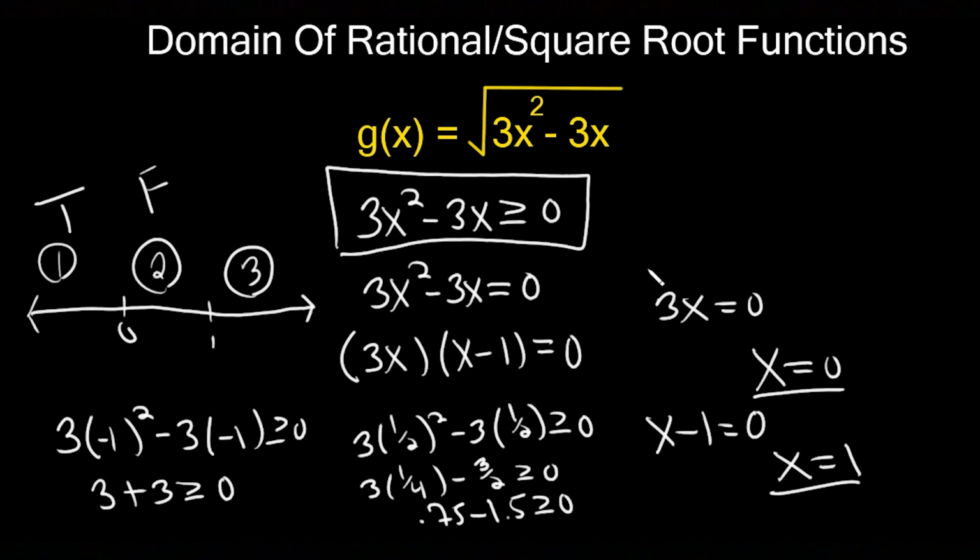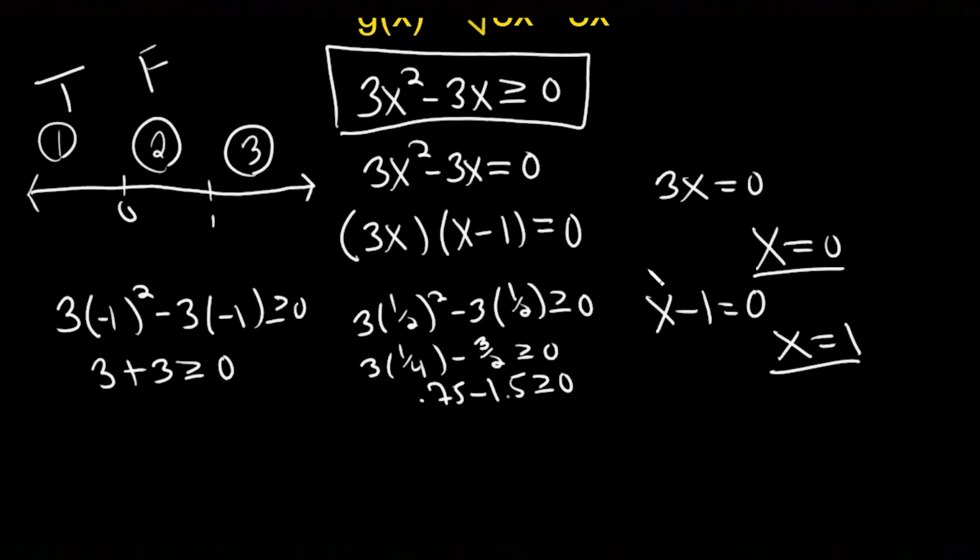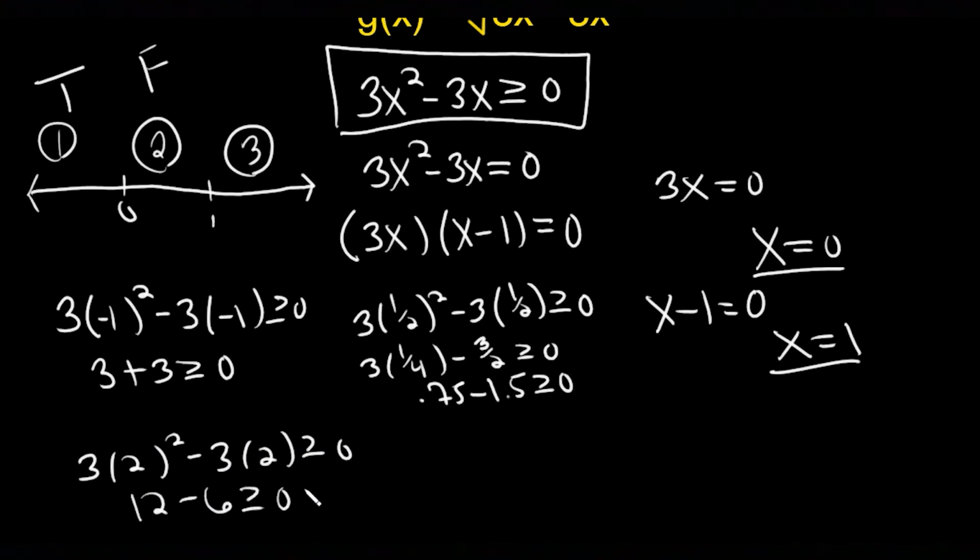So I'm going to scroll down a little bit, that way I have room. And so now I'm going to test region 3, pick a number to the right of 1. I'll just pick 2. So I'll do 3 times 2 and then square it, minus 3 times 2 and then greater than or equal to 0. When I do that, well, I get 4 here times 3, that will give me 12. And then negative 3 times 2, that's negative 6. Greater than or equal to 0. 12 minus 6 is 6. So yes, 6 is greater than or equal to 0. That is true. So I'm going to put true here.